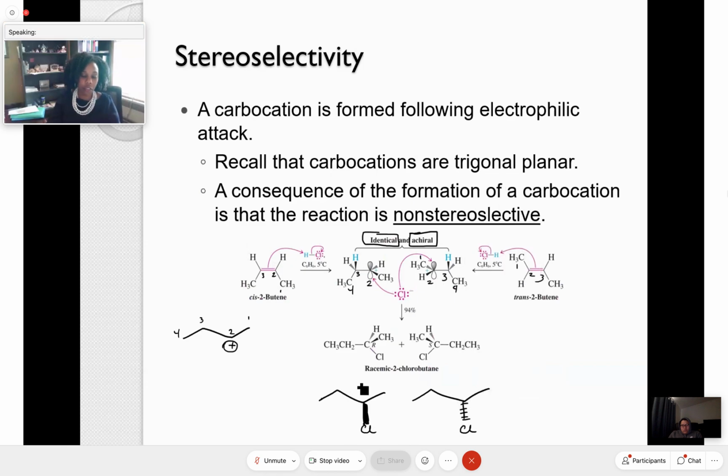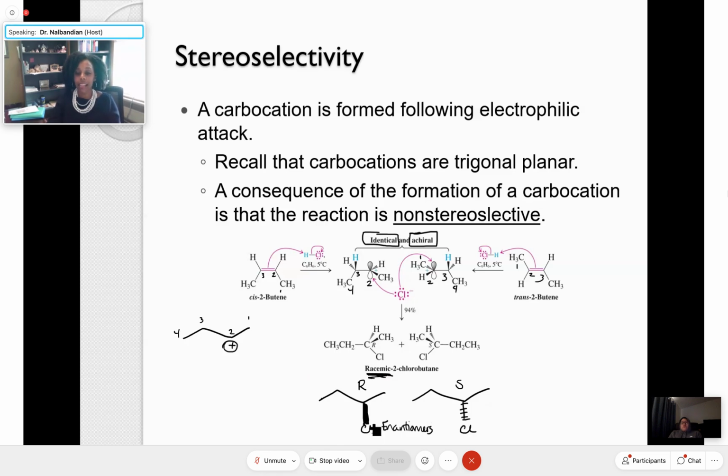And so here, if you looked at this, you can do this later, this is R and this is S. Going back to chapter 5, you should know how to do this to assign the configuration. But what is the relationship between these two? These two are enantiomers of one another, right? Non-superimposable mirror images. So we can say that this is racemic. We get a one-to-one mixture of these two.